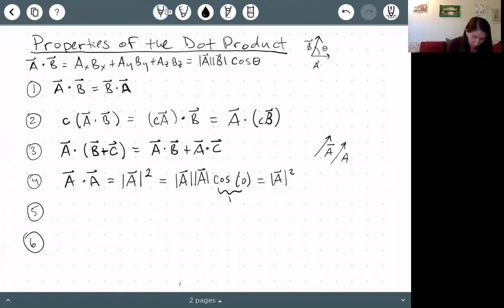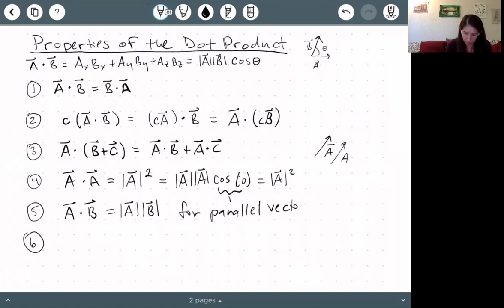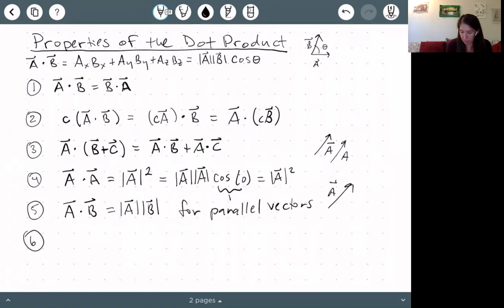And in fact, whenever you have two vectors that are maybe different vectors that are parallel to each other, then you get the magnitude of A times the magnitude of B. So this is for parallel vectors. It could be like this is A, then maybe B is longer or shorter, but it's in the same direction. And that's for the exact same reason: the angle between these would be 0, and cosine of 0 is 1.